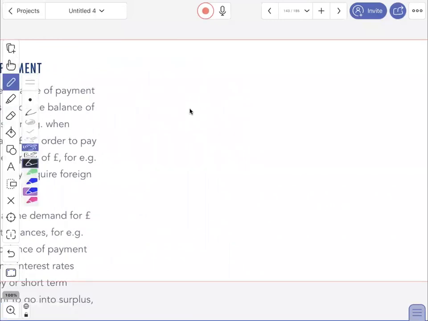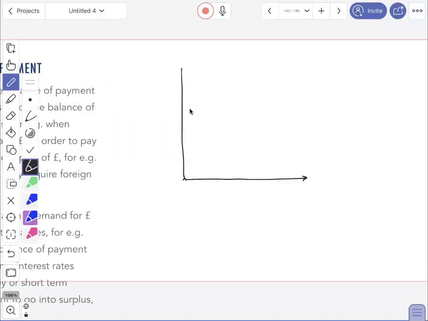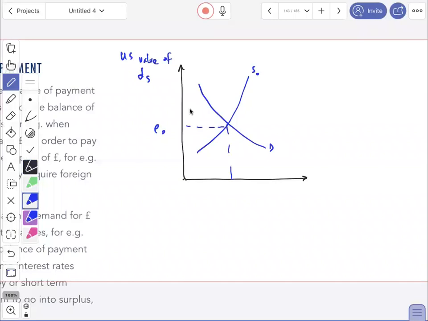So just to quickly recap, we saw that if your demand and supply is like this, the market force of demand and supply will determine the exchange rate. Let's say this is your US value of pounds, and this is your quantity of pounds. So we're dealing with pounds as a currency, and demand equal to supply is determining our equilibrium exchange rate.